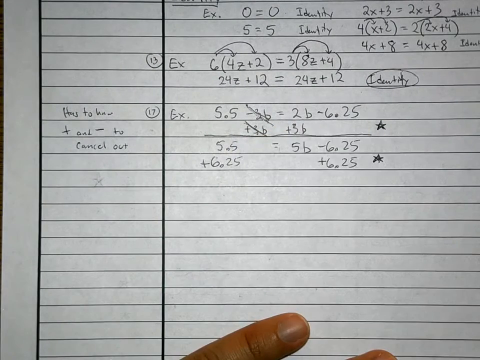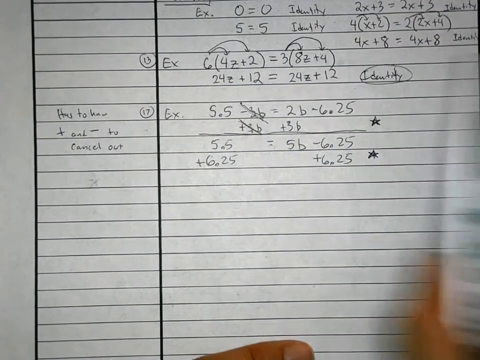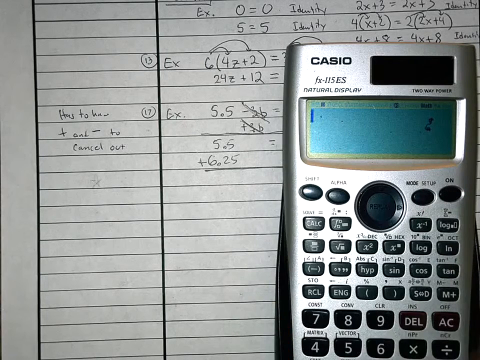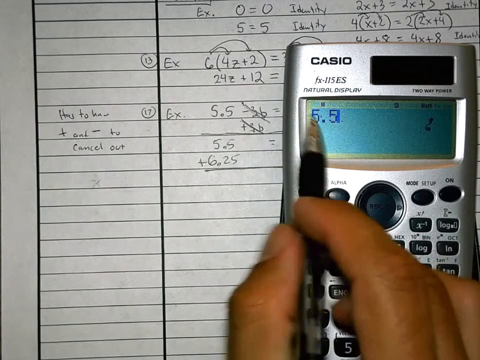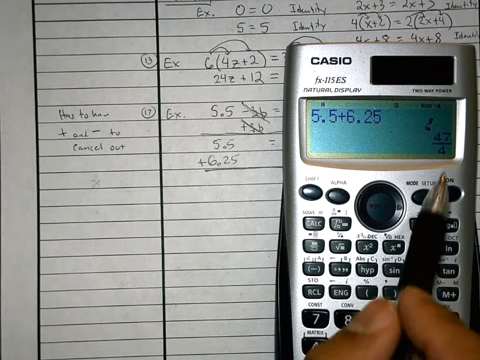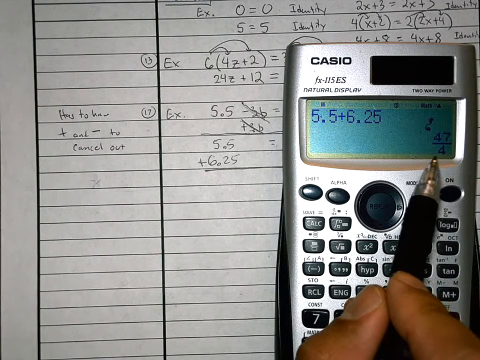This is where I personally go over here and bring out my calculator. And these calculators, they do something. 5.5 plus 6.25. They give the answer as a fraction. Don't freak out if that happens.